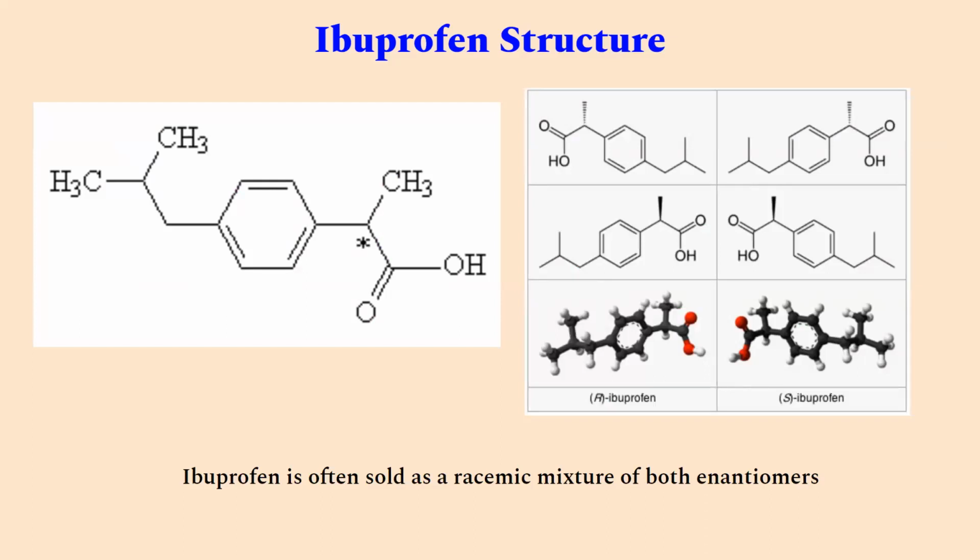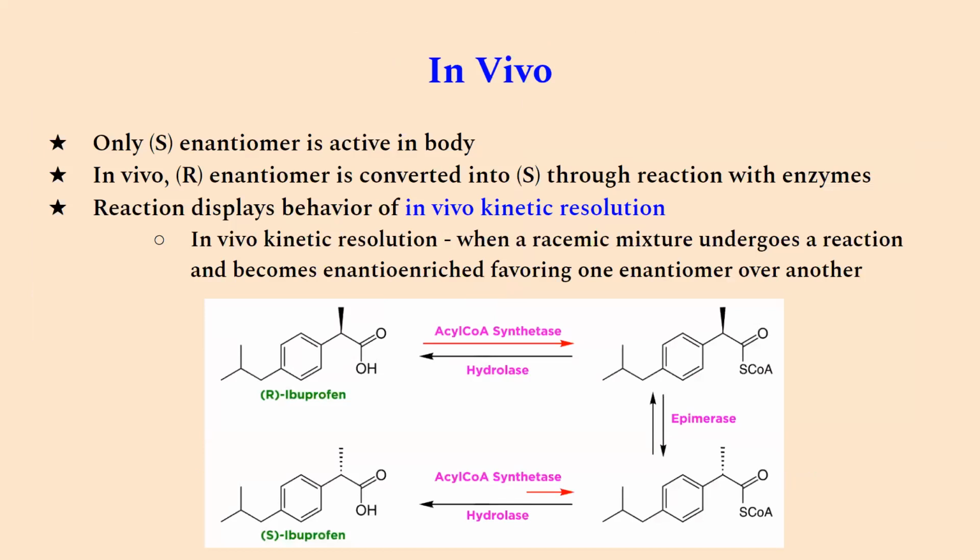Ibuprofen has only one stereocenter at the alpha position of the propanoic acid part of the ibuprofen molecule. Therefore, there are two enantiomers, R and S, as you could see in the image on the right. The stereocenter of the molecule is labeled by the little star on the molecule on the left. Ibuprofen is often sold as a racemic mixture of both enantiomers. However, in vivo, or when ibuprofen is inside our body, only the S enantiomer is active.